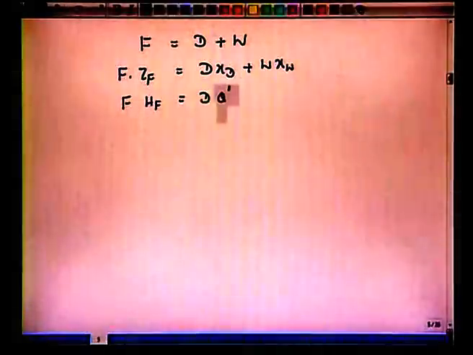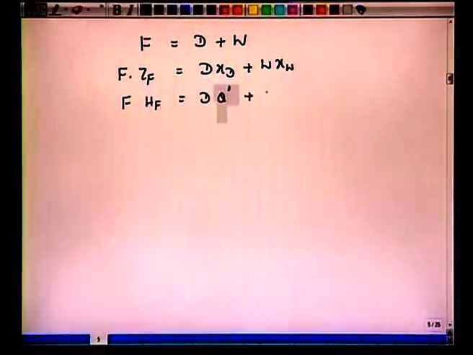We have F ZF equals D XD plus W XW. We have F HF equals D Q prime plus W Q double dash.